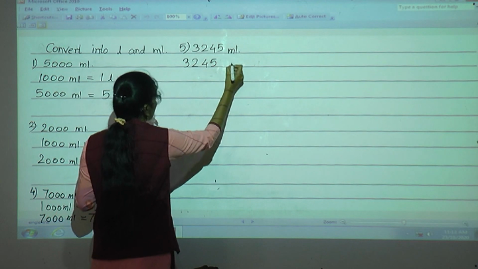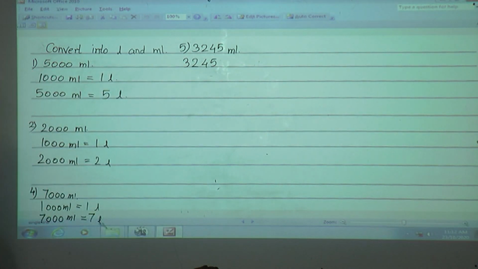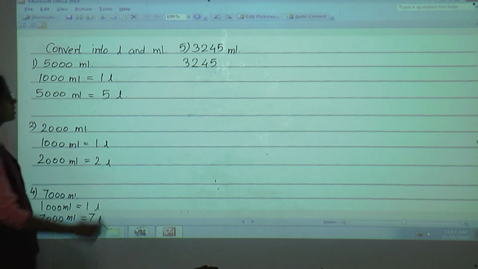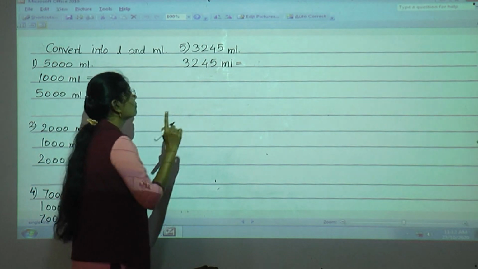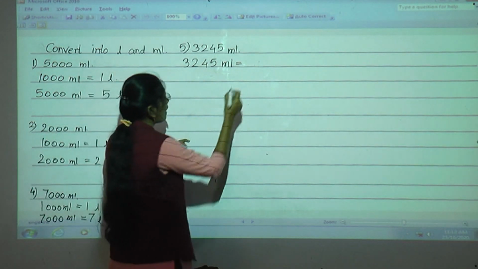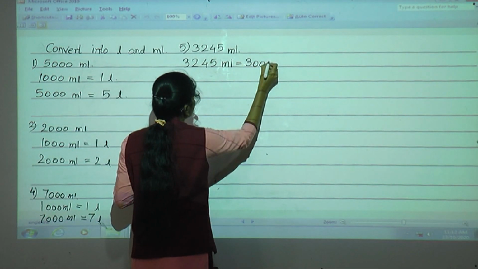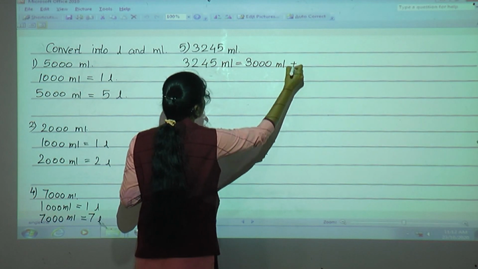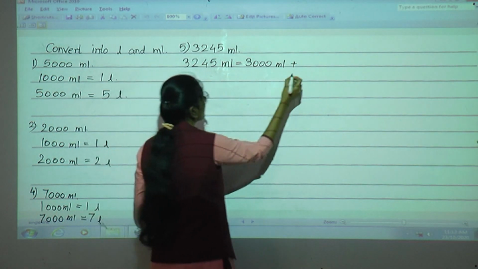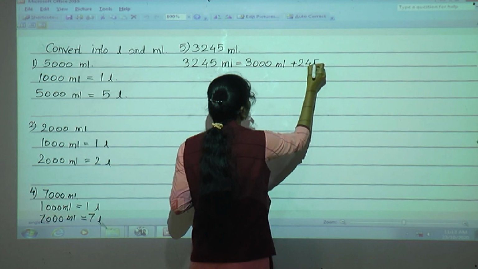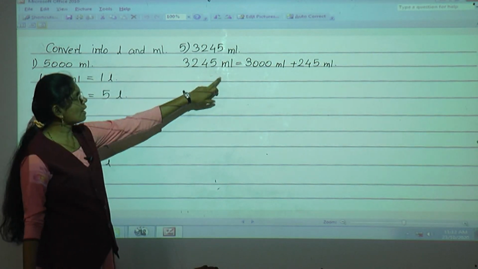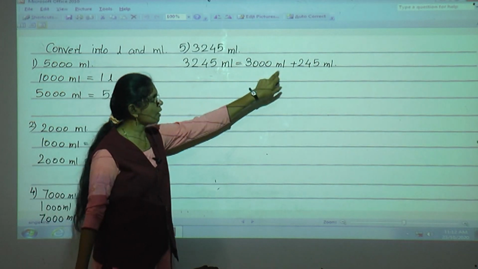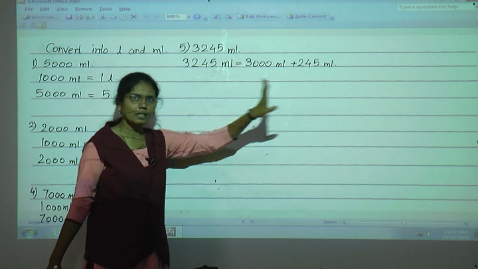3245 ml is equal to what? What we have to do? Just we have to split up the number first. Here 3245 ml is equal to, first we will write 3000 ml plus, in that we will add this 245 ml. Isn't it? 3245 ml is equal to 3000 ml plus 245 ml.